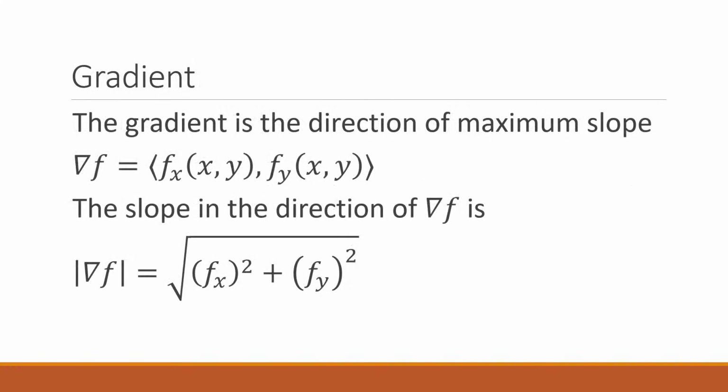Gradient. Gradient is the direction of maximal slope. Oh, I should have done this as a calculus problem. Whenever we think of maximum, we think of taking the derivative, setting the derivative equal to 0, etc. You can do this with the gradient. You can actually figure out what direction is the maximum slope by doing an optimization problem. But it always ends up being this.